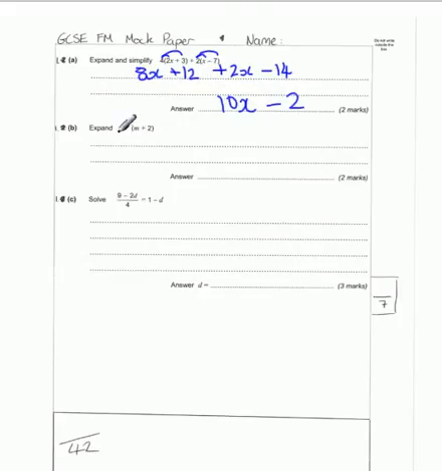Next one, expanding this one, we've got to do the m cubed times m and then the m cubed times 2. So m cubed times m is m to the power of 4, and then that's plus 2m cubed.